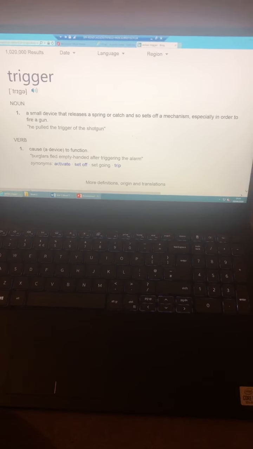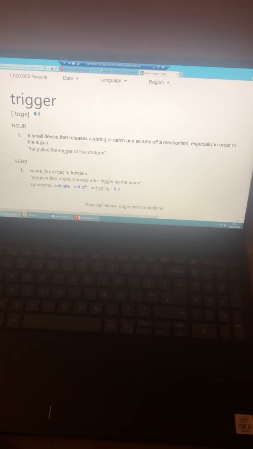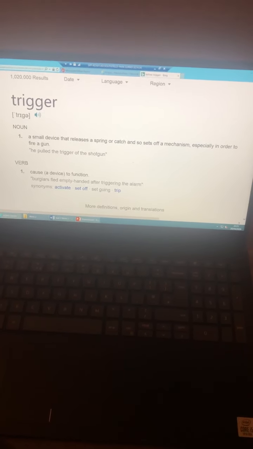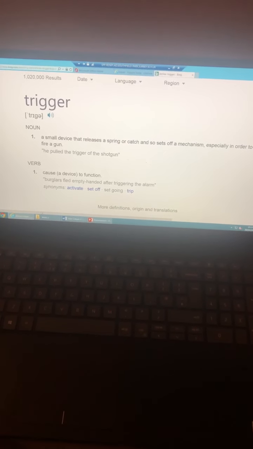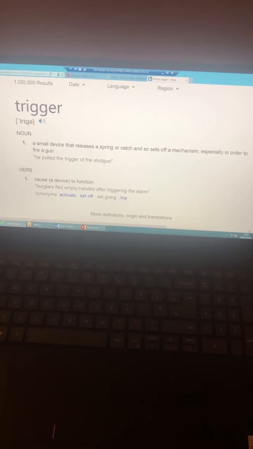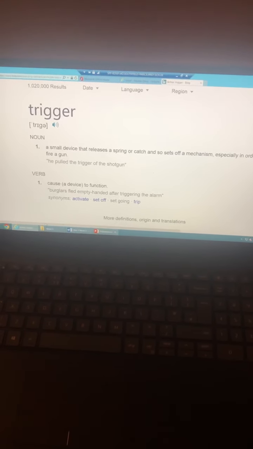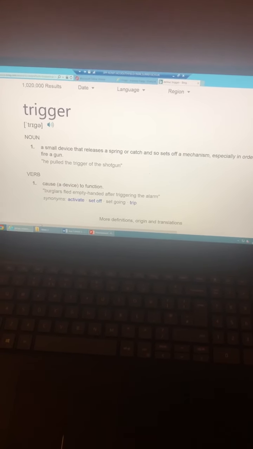It says trigger means a small device that releases a spring or catch and sets off a mechanism. So for example, firing a gun, he pulled the trigger. Or the verb is to cause a device to function. So it means, for example, that the burglars fled empty-handed after triggering the alarm. For example, setting it off or activating it.